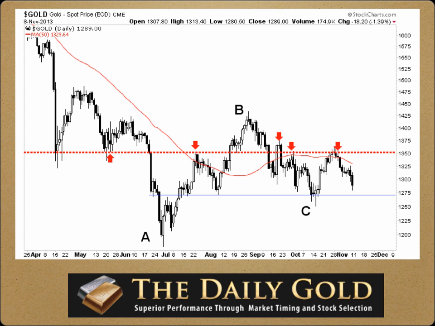That's the last major support. So there's really a lack of support here, and judging from this pattern, gold is definitely in trouble in the short term.